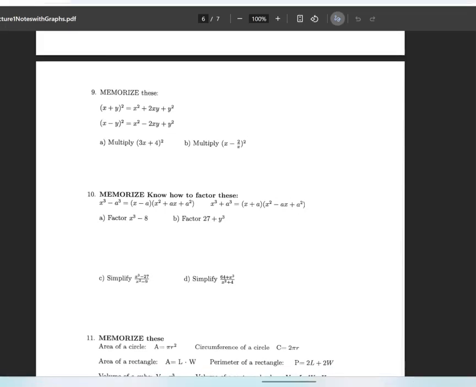I want you to be able to know that this multiplies to this, right? I don't want you to have to go through FOIL every time. So these are important patterns to have memorized.